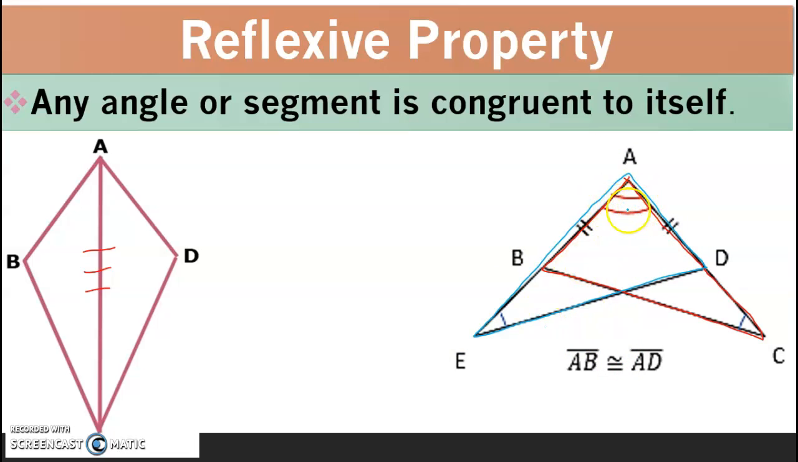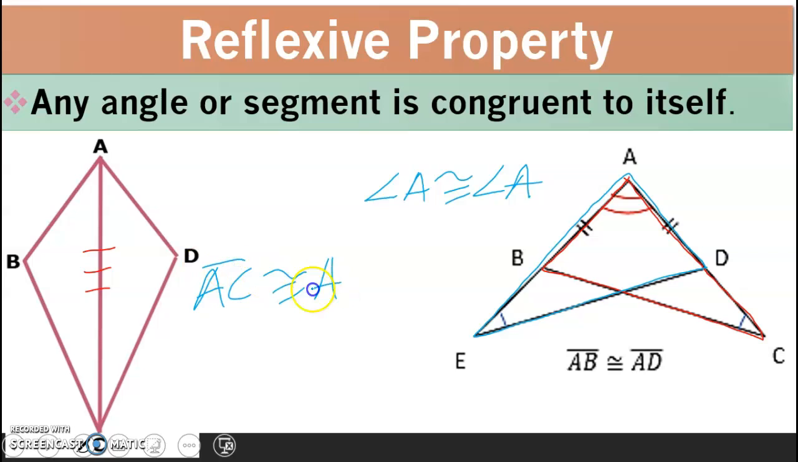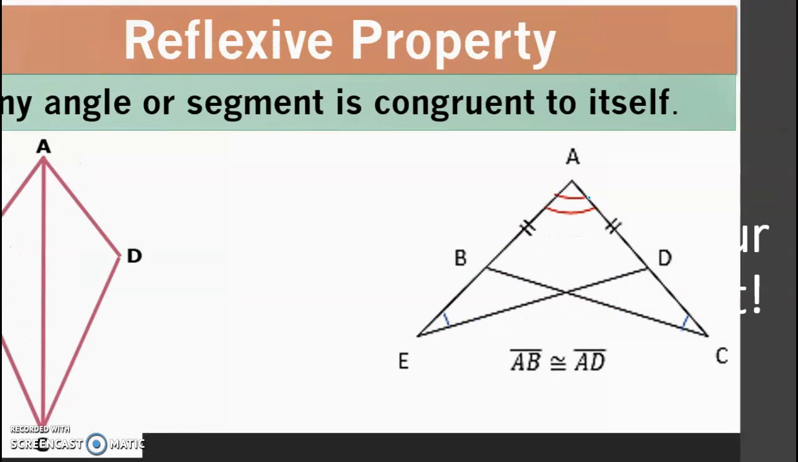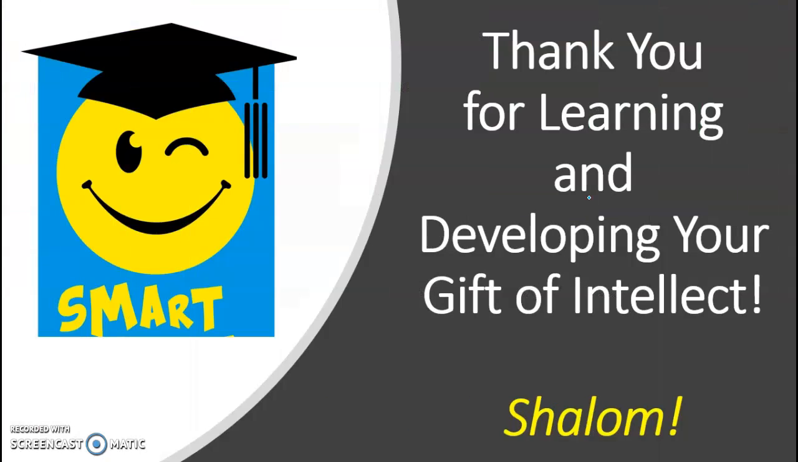Both of them share angle A. Angle A is congruent to itself, it is reflexive. So angle A is congruent to angle A. That's the reflexive property. Here we have already said that segment AC is congruent to segment AC. So that's the reflexive property inside, and then the angle, how you see it. I hope you understand this and you can do your homework.